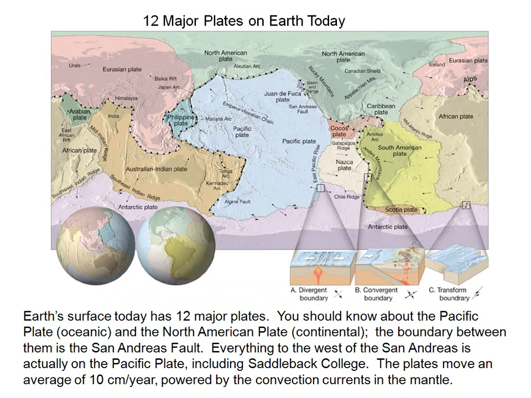Earth's surface today has 12 major plates. You should know about the Pacific Plate, oceanic, and the North American Plate, continental. The boundary between them is the San Andreas Fault. And everything to the west of the San Andreas is actually on the Pacific Plate, including Saddleback College. And the plates move at an average of about 10 centimeters a year, powered by the convection currents in the mantle.